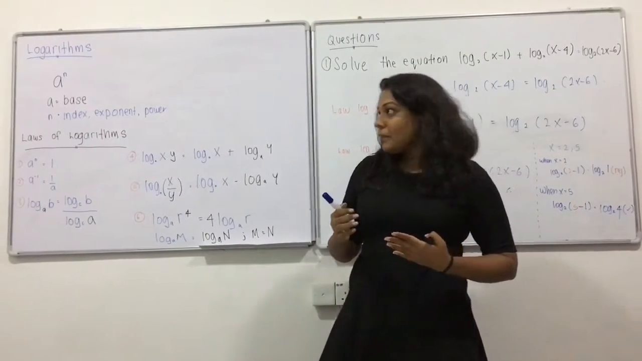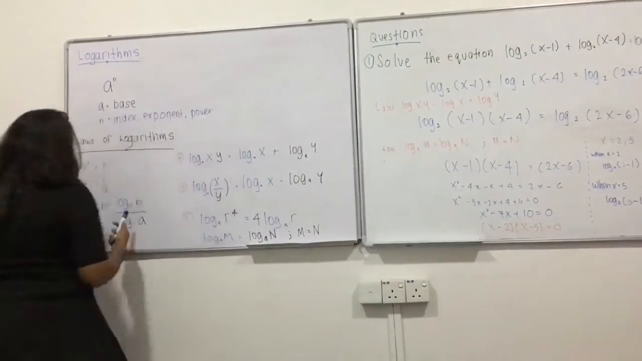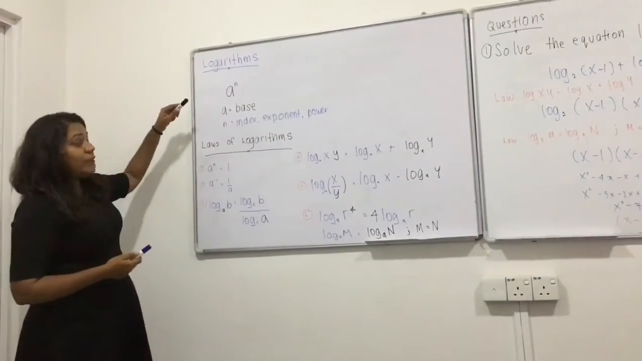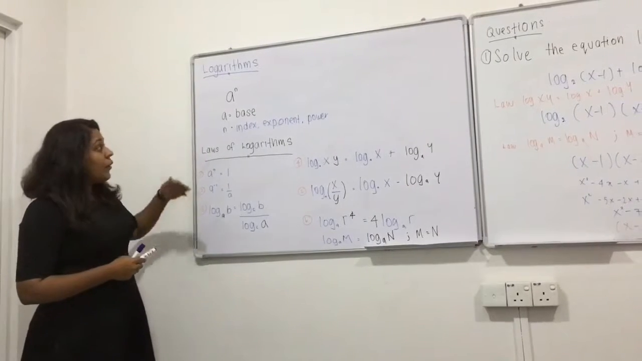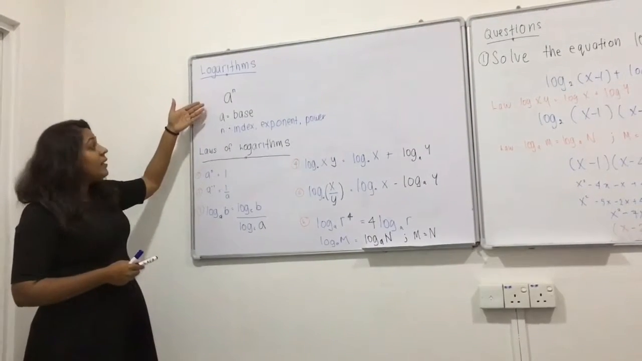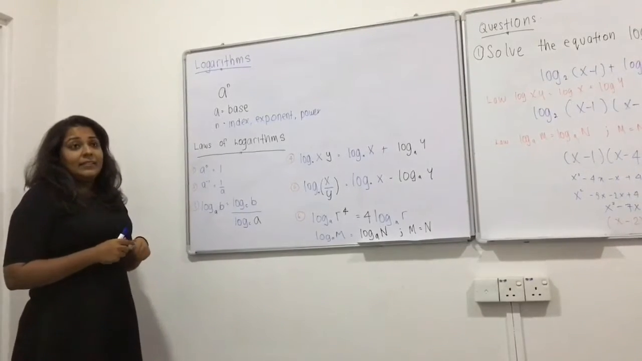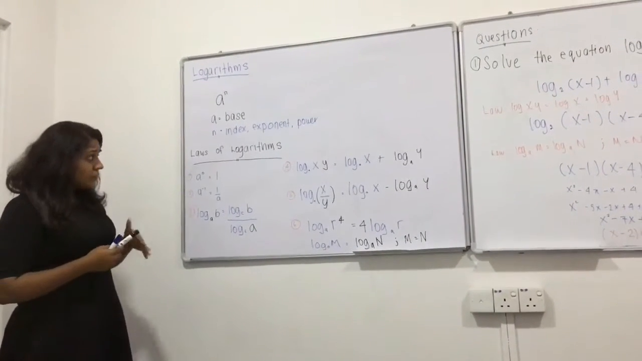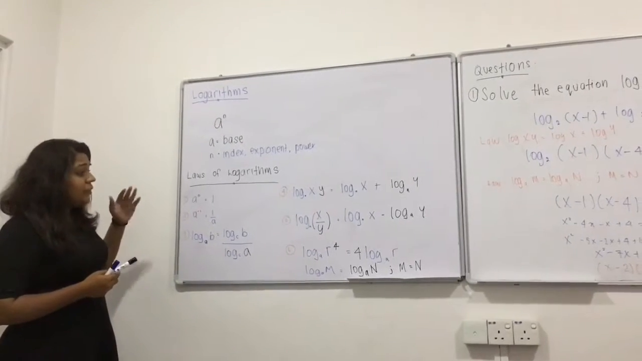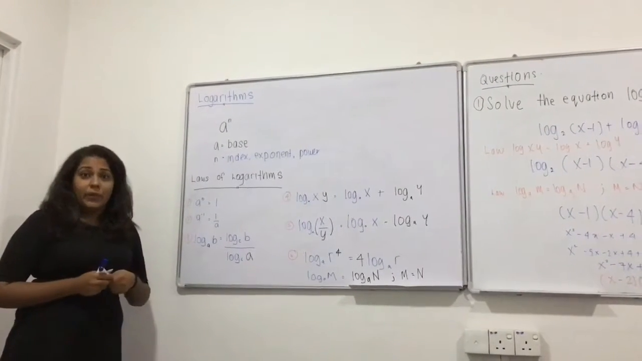Anyway, moving on, we always start off with log, knowing which is the base and which is the index first. So you can see A is known as the base and N is known as the index, exponent or power. This is the starting of log. Okay, we have got a few laws that we have to follow with logarithms.